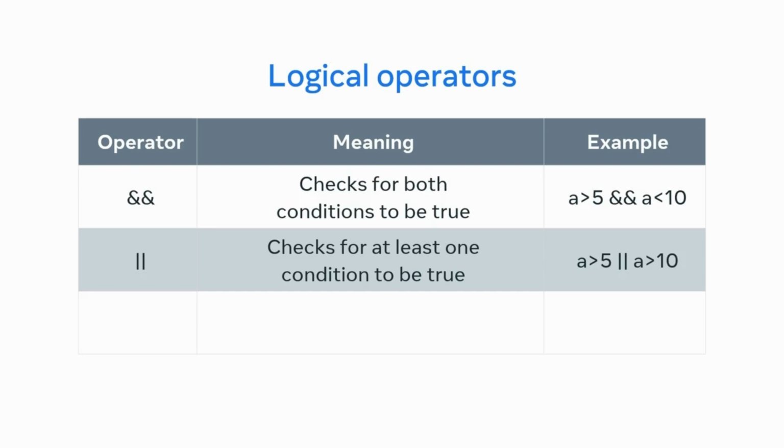Alternatively, there is the operator named OR, which checks for at least one of the statements to be true. For example, A is greater than 5 or A is greater than 10. Finally, you can use the logical operator NOT, which returns a false value if the result is true. Operators are used to control the flow of a program that meets certain criteria. Now let me demonstrate how to use JavaScript math and logical operators.